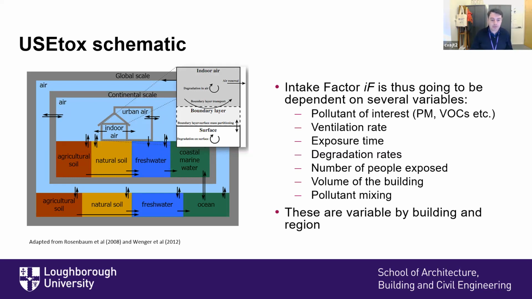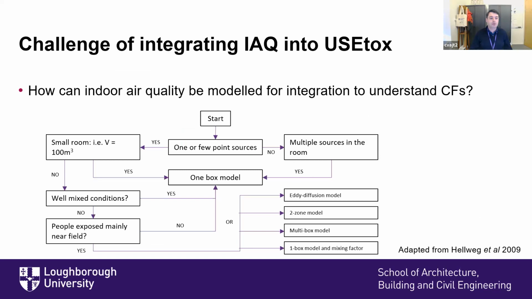One of the things that we need to think about is how we can model indoor air quality and integrate it, to then understand what the characterization factors are. We might be able to simplify this by following a decision tree such as this one, which I've adapted from Hellweg. Do we have one or a few point sources of a particular pollutant?